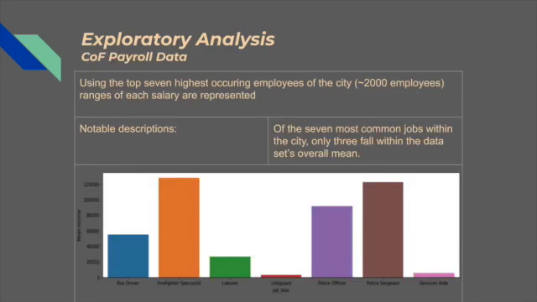And here is a visualization of exploratory analysis in the city of Fresno employees. So we can see of the 7 most common jobs in the city, only 3 fall within the data set's overall mean, which was 60,000 as we discussed earlier. So police officer, police sergeant, and firefighter specialist are all making well above the average mean, whereas bus driver is just barely there, almost there, and laborer, lifeguard, and services aide, which are all usually part-time, close to minimum wage positions, are nowhere close to the 60,000 average salary.